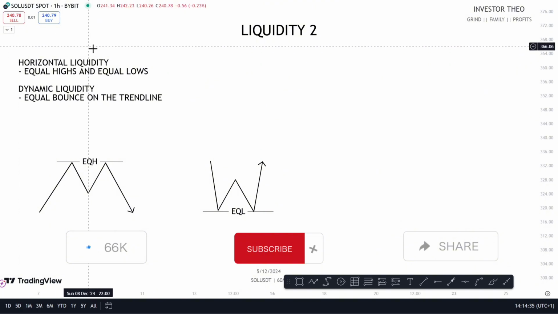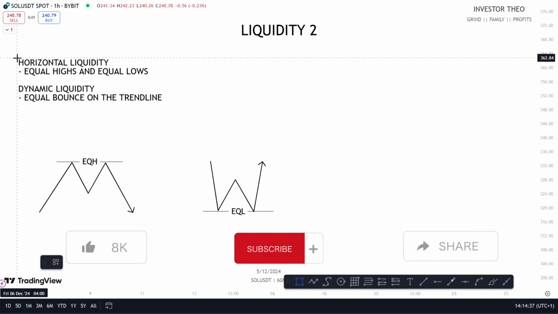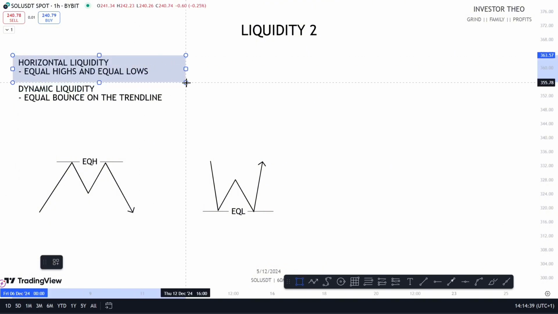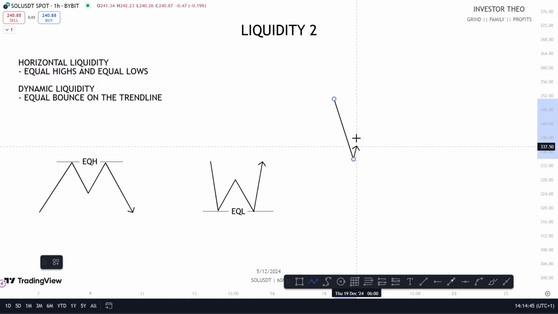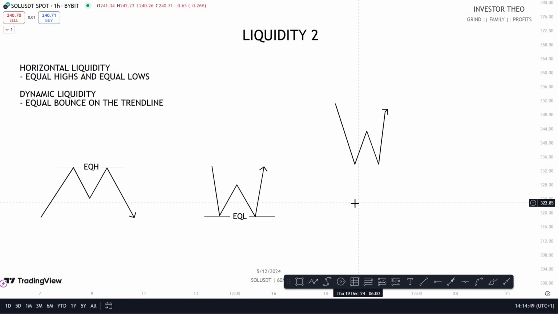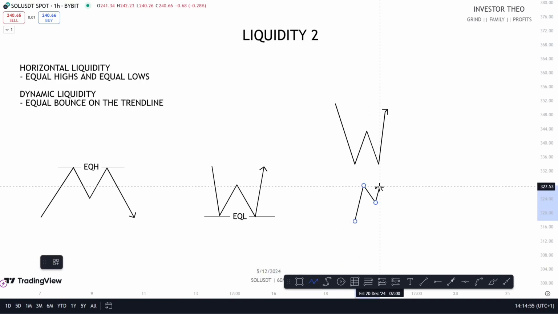Alright, so horizontal liquidity is going to be our area of concentration in this video: equal highs and equal lows. Now, some of us trade chart patterns, so this should not be new to us. Chart patterns will tell you to trade W chart patterns and trade M chart patterns. If you learned chart patterns in those days, basically, here are W and M.